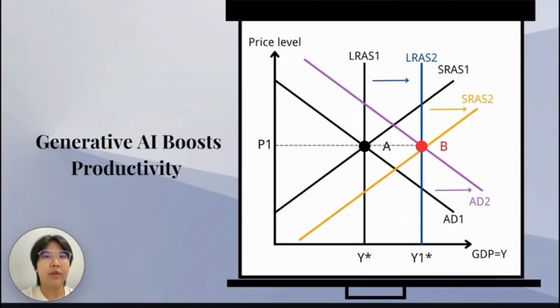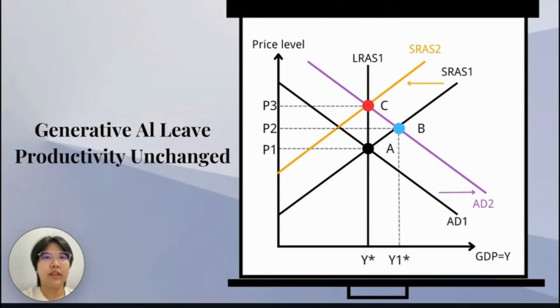Initially, the macro equilibrium is at point A, where output is at Y asterisk and price level is at P1. As generative AI increases productivity, companies are increasing their investment in it. As investment grows, so does aggregate demand. AD1 shifts to the right to AD2. Generative AI has been proven to really increase productivity. SRAS1 will shift to the right to SRAS2, since productivity and output are at a higher level. LRAS1 will shift to the right to LRAS2. The macro equilibrium will be at point B in the long run.